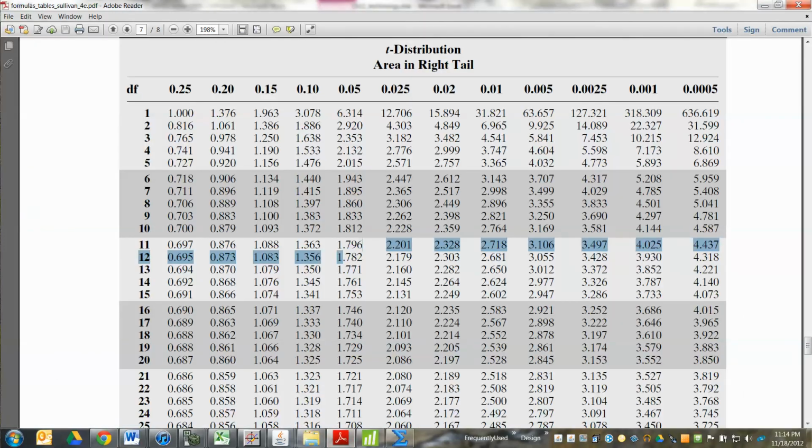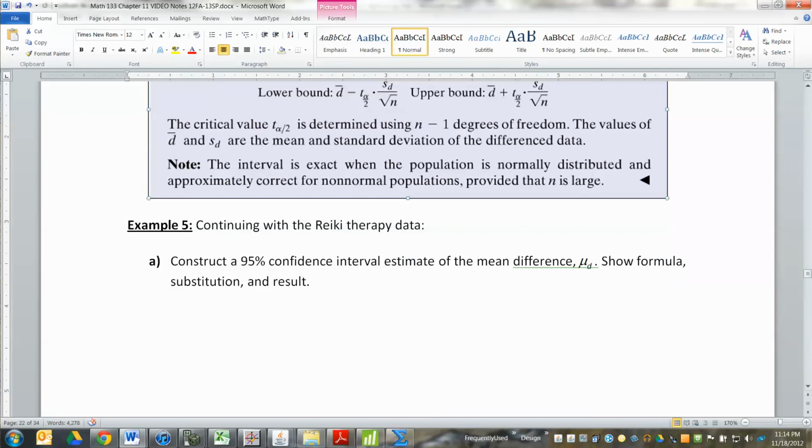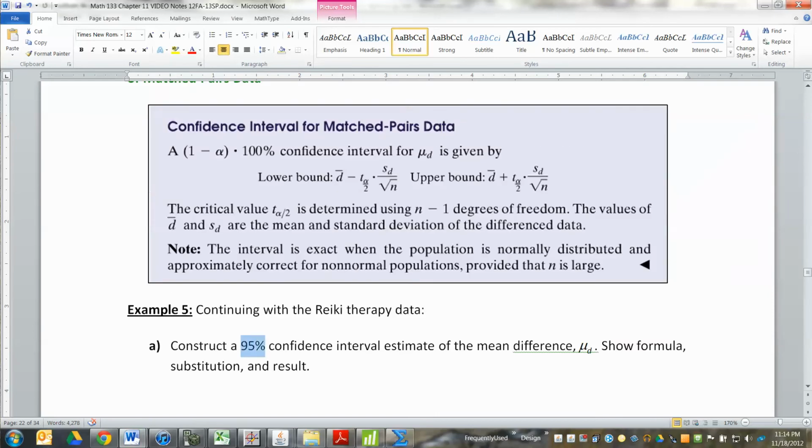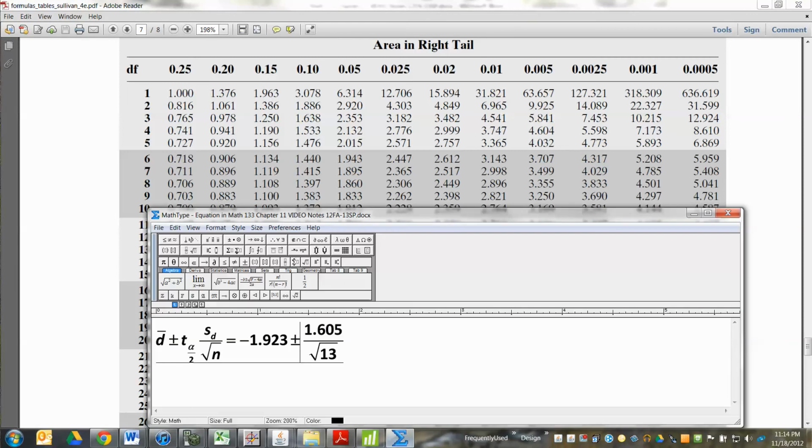So it's probably simplest just to go to the table. Go to 12 degrees of freedom. Now keep in mind this was a 95% confidence interval, so we want to go to the 0.025 column. So 0.025, because remember that's how much is in each tail. 95 makes the middle, 0.025 on the left, 0.025 on the right to make 1 for the whole curve. And you grab 12 degrees of freedom right there, so it's 2.179.